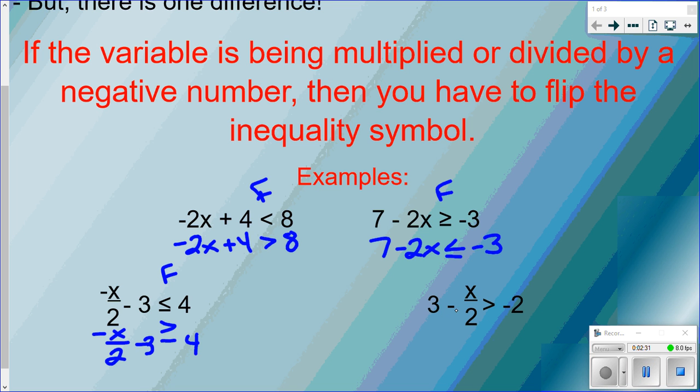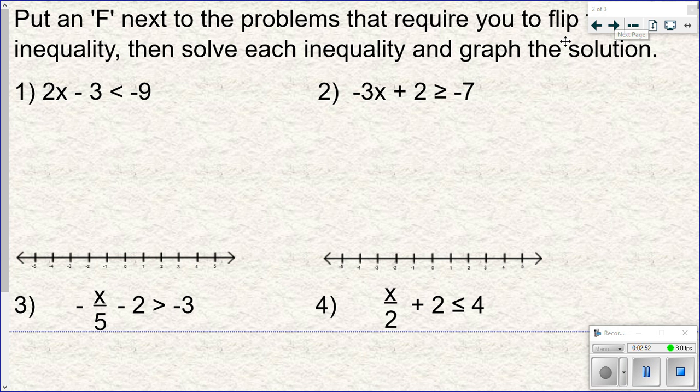And then again, here's another one. So this minus sign belongs to this, and so this is one that you would flip. So you would just change it to 3 minus x divided by 2 is less than -2, and you would solve it just like you would solve an equation. All right, so let's look at some examples of this. And you'll see what I mean when I say it's just like solving an equation.